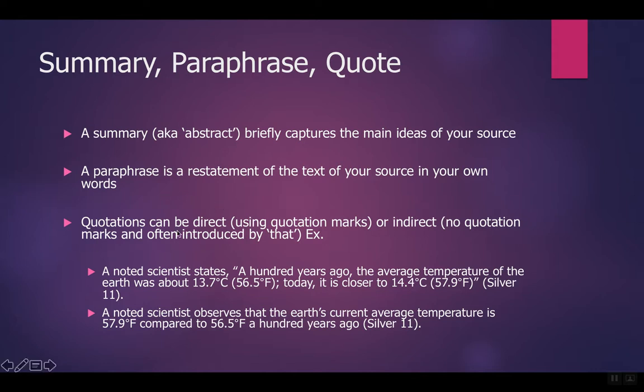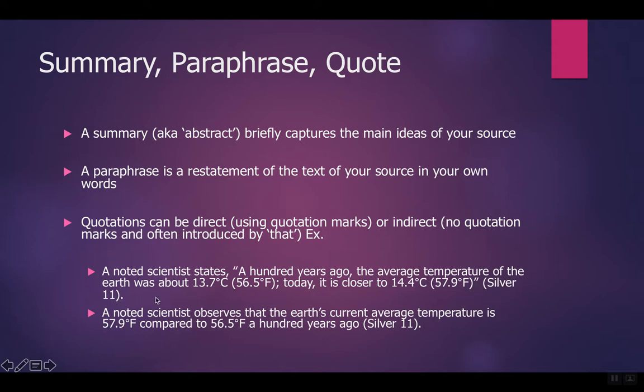And last is a quotation, where you literally take their exact words, put them into your work, use quotes around whatever you used, and then you cite it. Here are two examples. One: a noted scientist states, "100 years ago, the average temperature of the Earth was about 13.7 C. Today it's closer to 14.4 C." And then the quotes end here, (Silver 11).